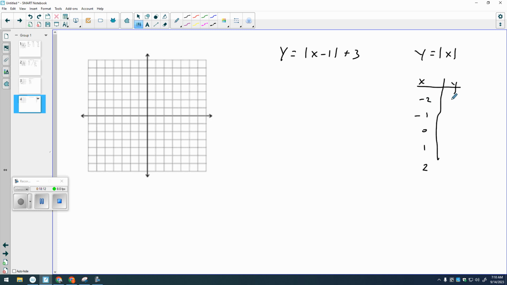Absolute value of -2 is +2. Absolute value of -1 is +1. Absolute value of 0 is 0. Absolute value of 1 is 1. Absolute value of 2 is 2. Plotting those points, I get 0,0. +1 and -1 are both at 1. +2 and -2 are both at 2. And I get not a parabola shape. I get a straight line on both sides. I get a V shape, not a U shape. I get an absolute value V.